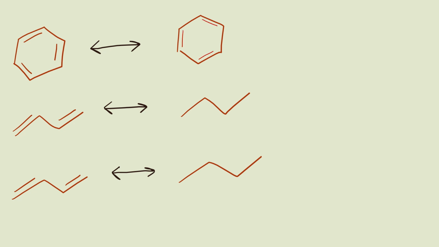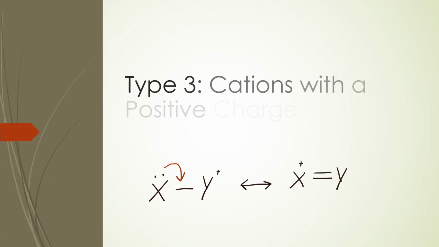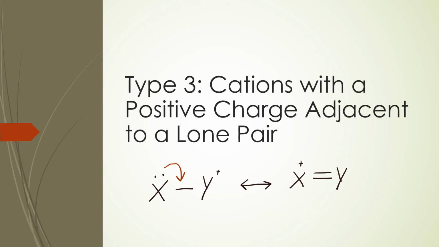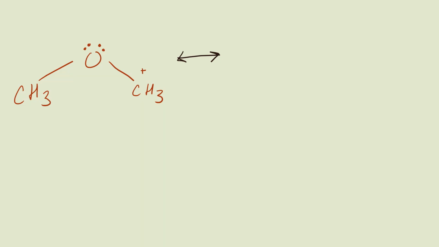For conjugated dienes, you'll get 3 total structures. In addition to the original structure, you can get one by moving the bonds to the left, and the other by moving the bonds to the right. The third type of resonance are cations with a positive charge adjacent to a lone pair. We're going to use the lone pair on X to make a double bond between the two, giving X a positive charge. Let's look at this example.